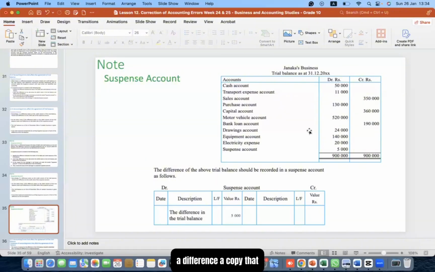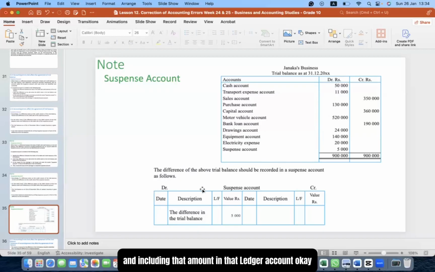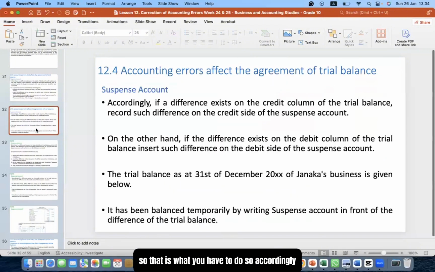A difference we put in, and we put it on the side that is short. You have to write it in the side where you have the short. Then as the fourth step, you create a separate ledger account and include that amount in that ledger account. So that is what you have to do.